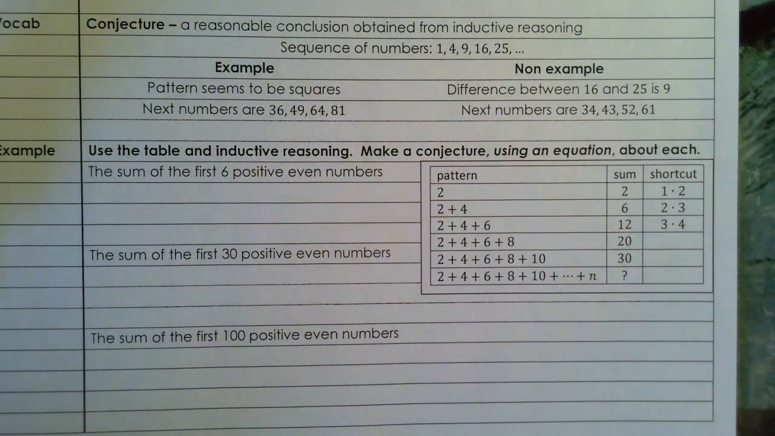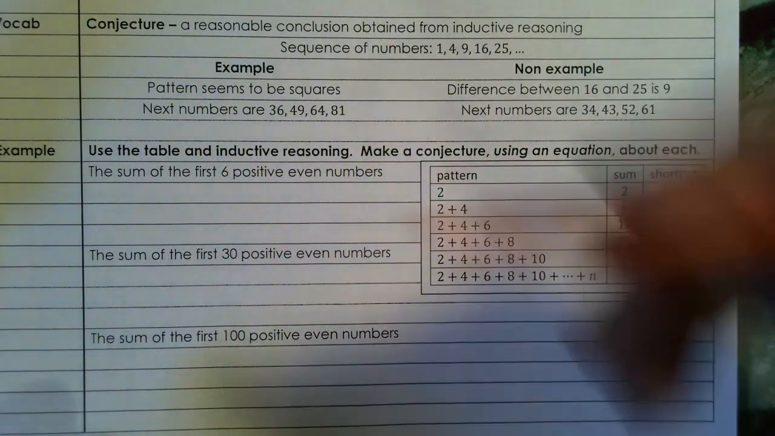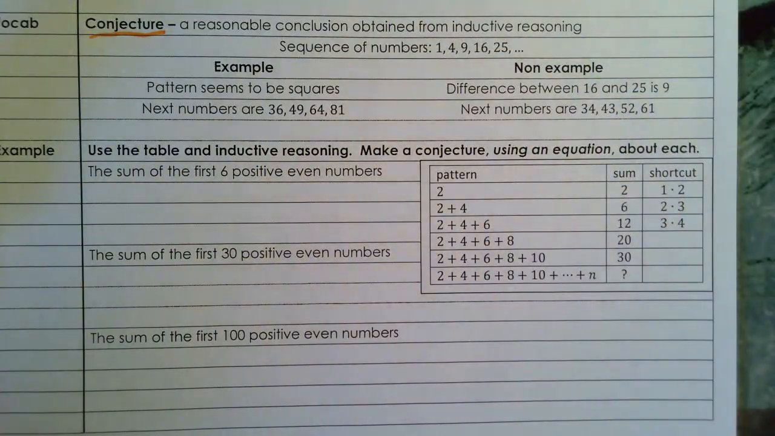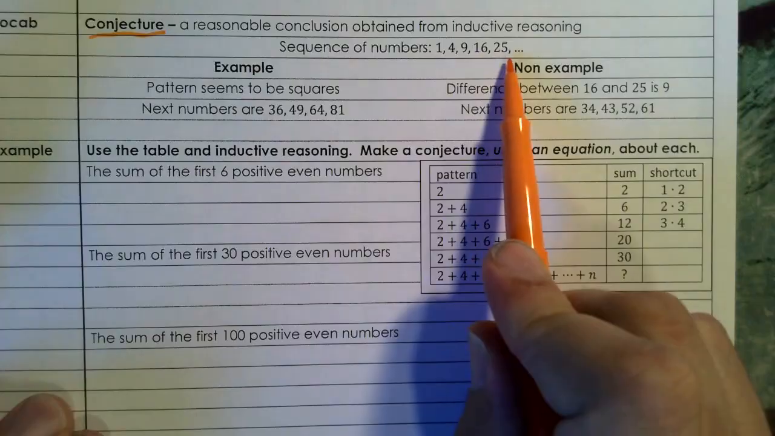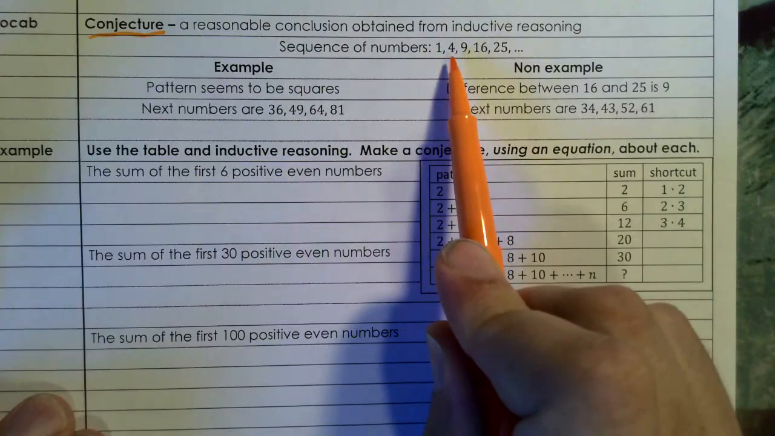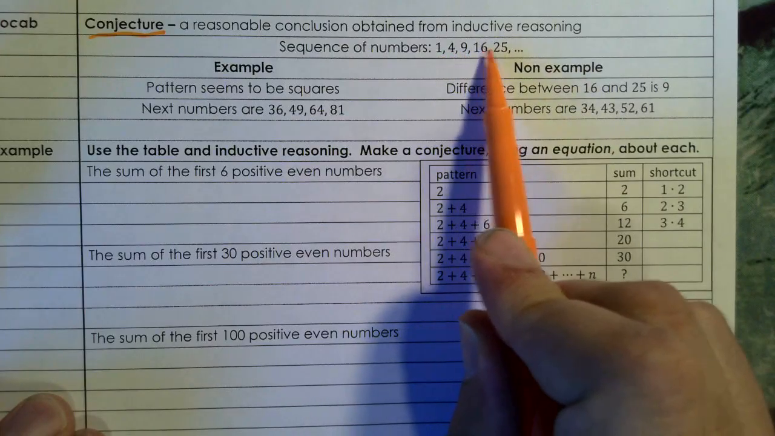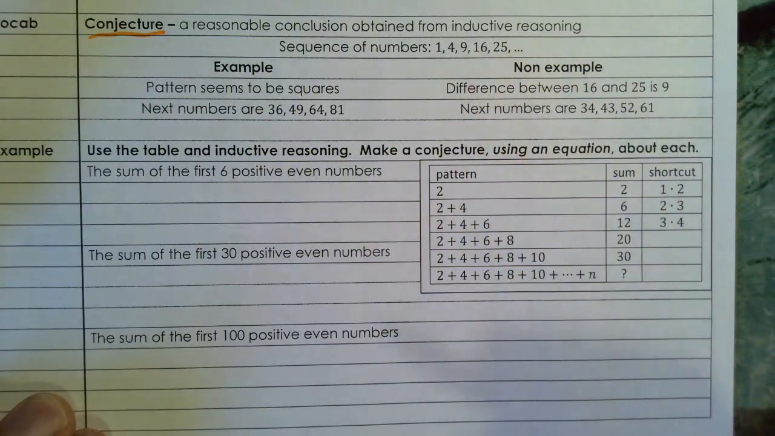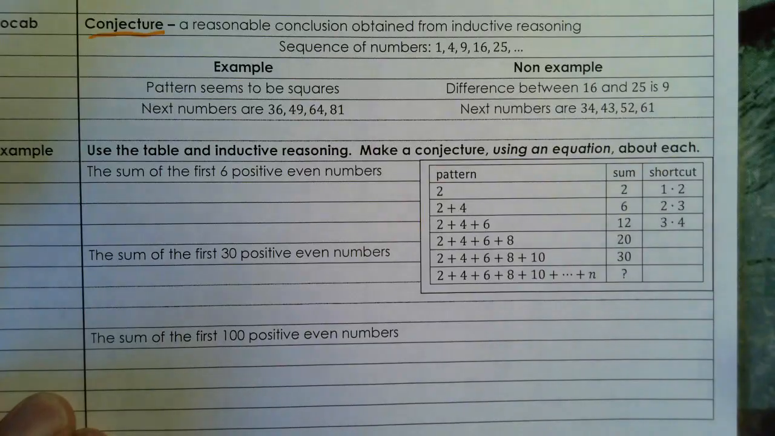So when we're making a best guess, what we're making is something called a conjecture. A conjecture is something that seems to make sense, but we don't know for sure that it's going to continue in that pattern. So if we look at this sequence right here, this seems to be squares. So like 1 squared, 4 squared, 9 squared, 16 is 4 squared, and then 25. So that seems to be squares, but there could be something down the line where that changes.